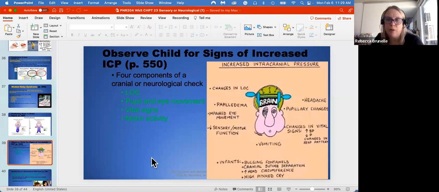One of the things we talk about in terms of neurological damage is increased intracranial pressure. So who has heard of Cushing's triad? What is Cushing's triad? What three things do you see in Cushing's?